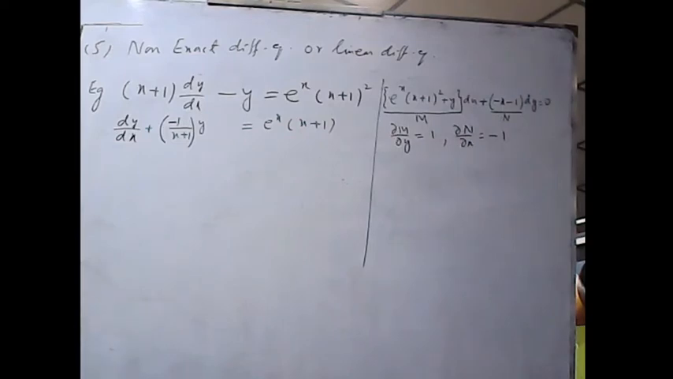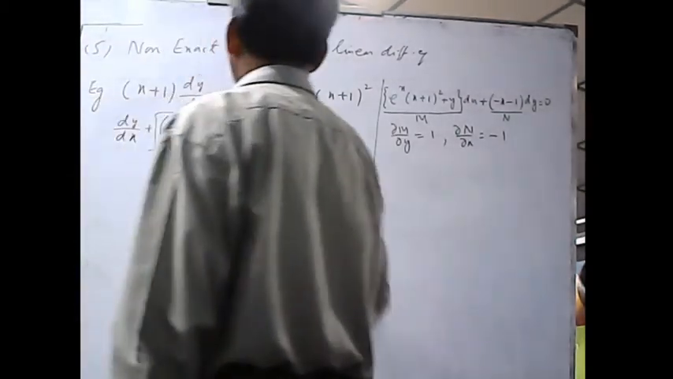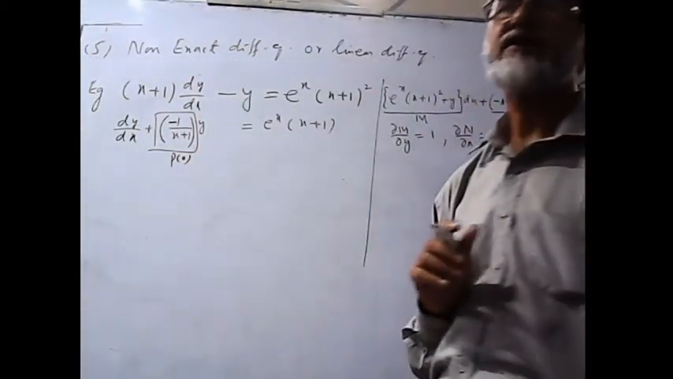Again I repeat, dy by dx plus function of x times y power 1 is equal to function of x. If the right hand side involves any function of y, then the equation is not considered linear. The right hand side must be only a function of x, and the left hand side involves dy by dx plus function of x times y power 1, not y square, because it is linear in y. So this is our p of x.